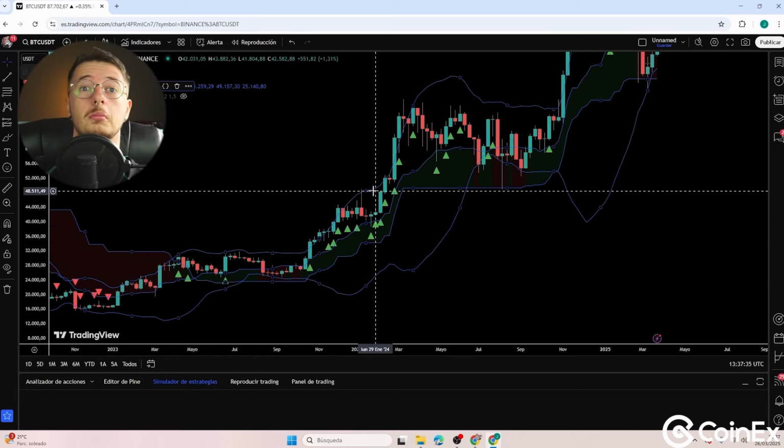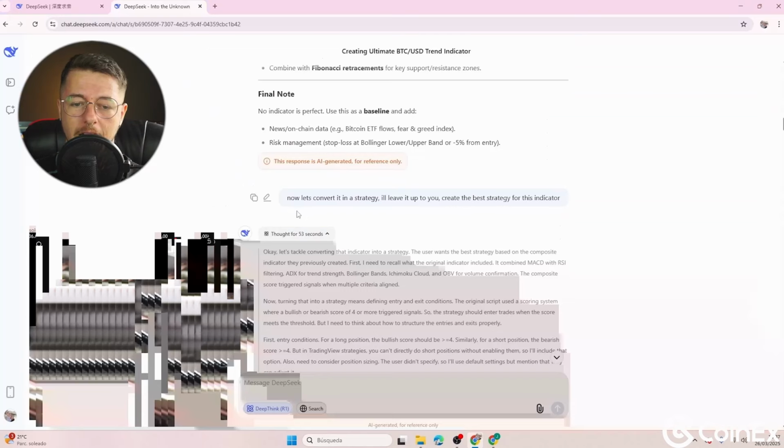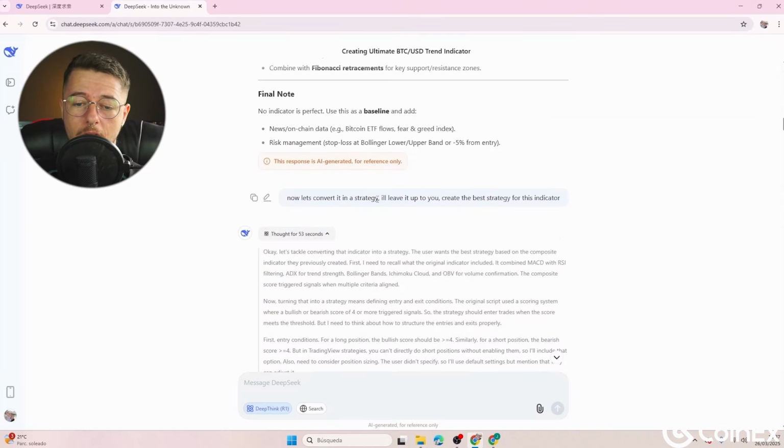So with all the excitement, I went back to DeepSeek and asked it to now create a trading strategy, and I said I'll leave it up to you to create the best strategy for this indicator. So it's basically going to sort out the entry signals, when to exit, and the risk management it's going to have. And boys, this is insane.